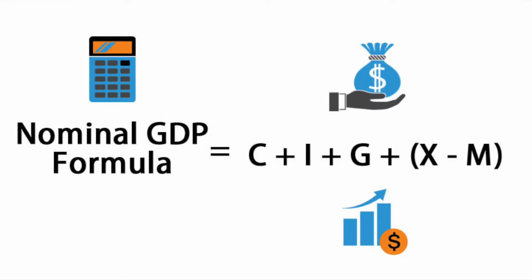From this formula of nominal GDP, C stands for consumption, which is the spending on goods and services. I stands for investments usually made by businesses. G stands for government spending. And X minus M stands for net exports or imports. Today we're going to analyze different aspects of the Indian economy and relate it to this formula.